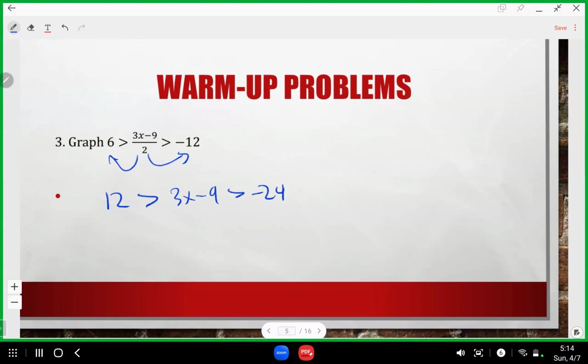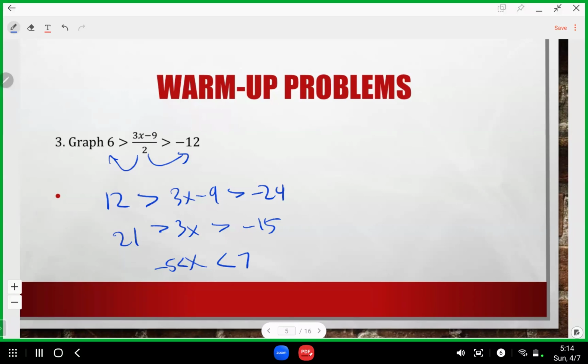You want to get x by itself, and you can do it to both sides simultaneously. So you need to add 9 to both sides. You get 21 is greater than 3x is greater than what? This is -15 here. And you should get x is between -5 and 7, because once you get the 3x here, you just divide all sides by 3 and you get the answer.